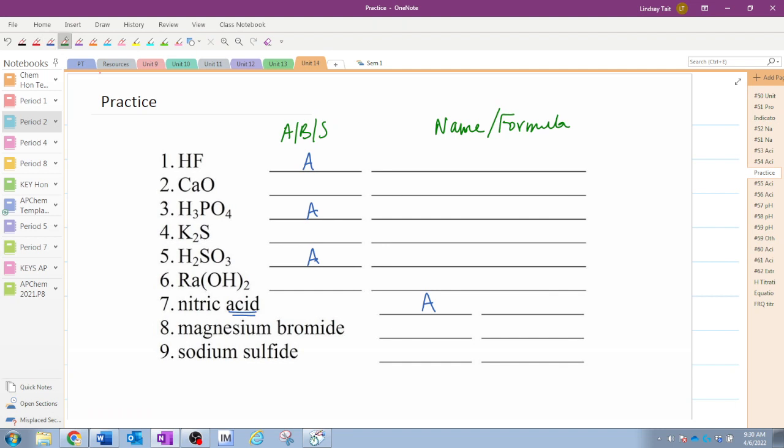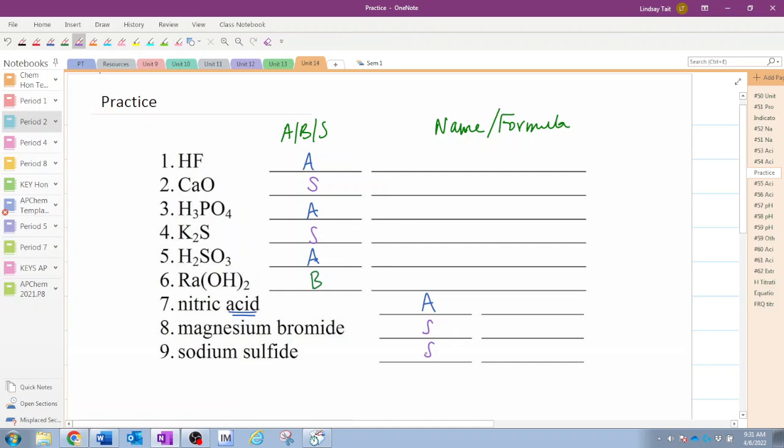Okay. The bases. You'll know the bases because they end with OH. So I see that here with number 6. And then what would be in the name then? Hydroxide would be at the end. I don't see any hydroxides, which means everything else on here is a salt because we already checked for the exception. So those are all salts.